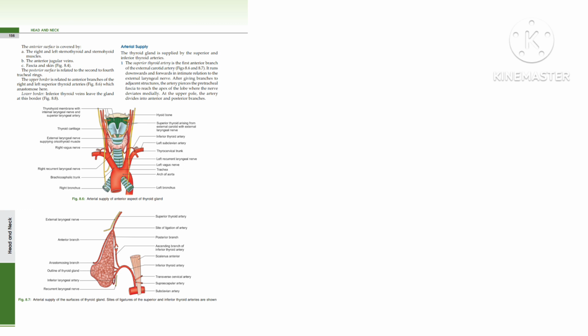Fig. 8.8. Arterial supply. The thyroid gland is supplied by the superior and inferior thyroid arteries. 1. The superior thyroid artery is the first anterior branch of the external carotid artery, Figs 8.6 and 8.7.